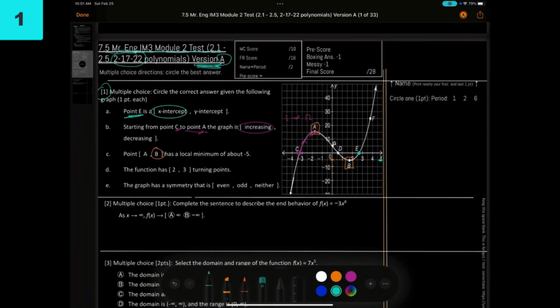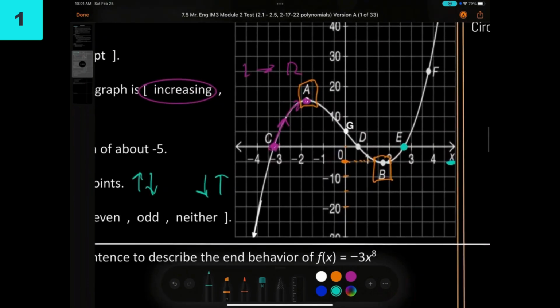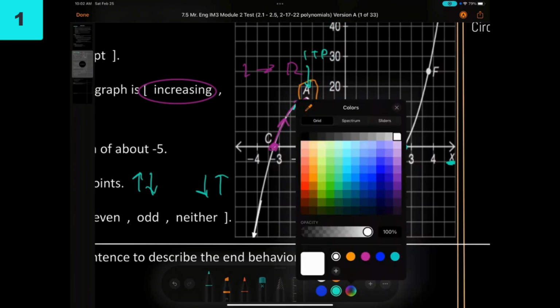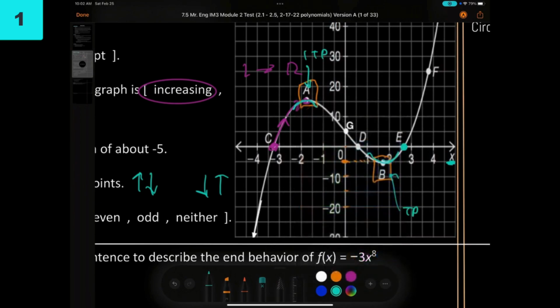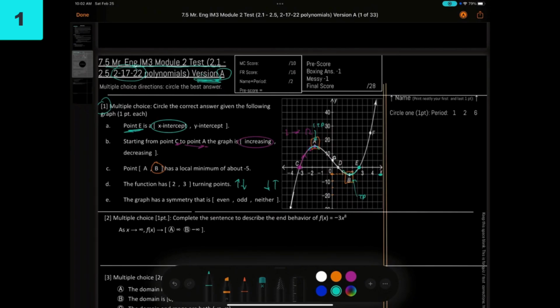The function has how many turning points? Turning points is going from increasing to decreasing, or decreasing to increasing. It's a U-turn. So here's the U-turn. So that is one turning point. And over here, that is your second turning point. B is the turning point. So that would be 2 is your answer.